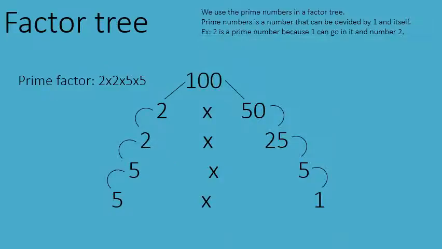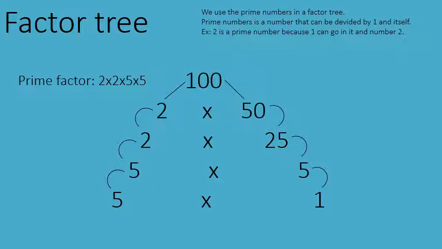Then we are going to do the factor tree. So here we use the prime numbers in the given number. Prime numbers is a number that can be divided by 1 and itself. Example, 2 is a prime number because 1 can go into 2 and 2 can go into 2. So that is why 2 is a prime number.